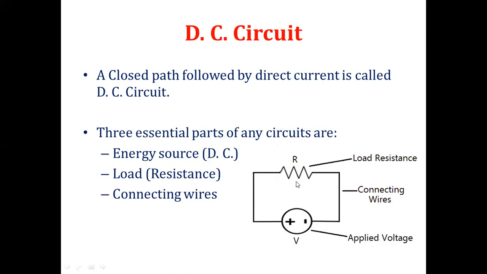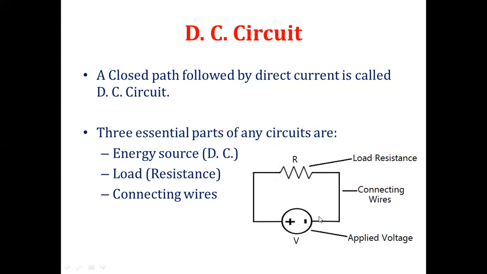So there are three essential parts of any DC circuit. First, supply voltage is required, we have to give the supply. We are going to call that supply voltage or applied voltage, meaning how much voltage we applied. Here the resistance is nothing but the load resistance. Here also two terminals are there. To connect these two terminals, we require connecting wires. That is a connecting wire from here to here, and a connecting wire here to here.